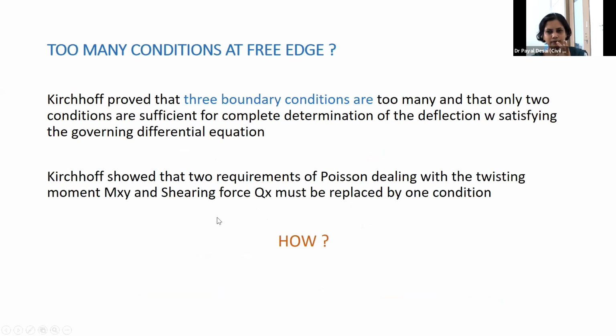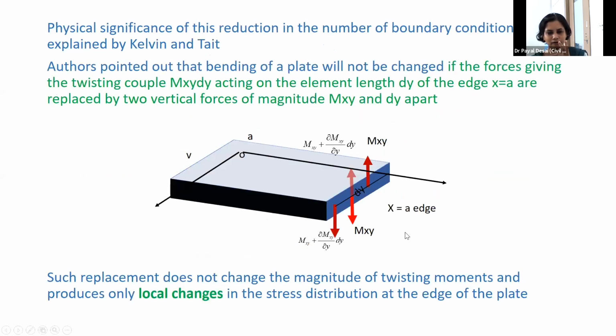Twisting moment is replaced with a couple, the same magnitude but in the form of force. Just like in a steering wheel, you know how the force couple acts. So to reduce the Mxy and combine that Qx and Mxy, the shear force on that surface, what they have decided is they will replace it with the couple.